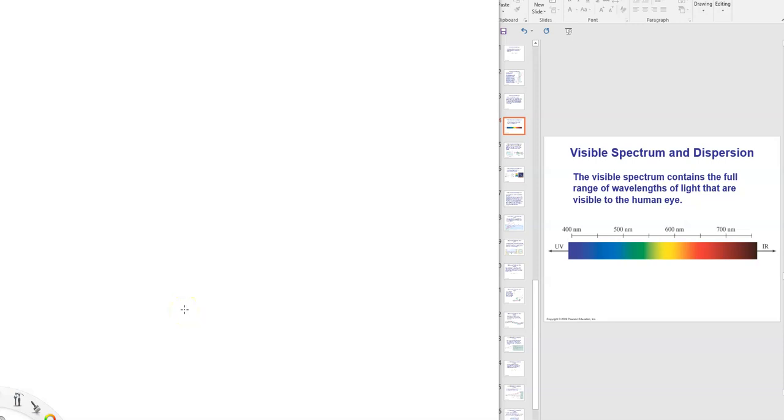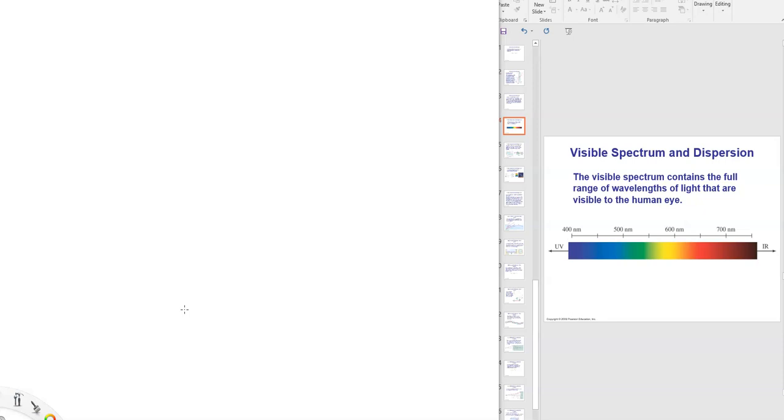Okay, so hello everyone. We're going to continue with refraction, and let's talk about some conceptual examples, some things that we see around us in nature that involve refraction. So dispersion. Now you know what the visible spectrum is.